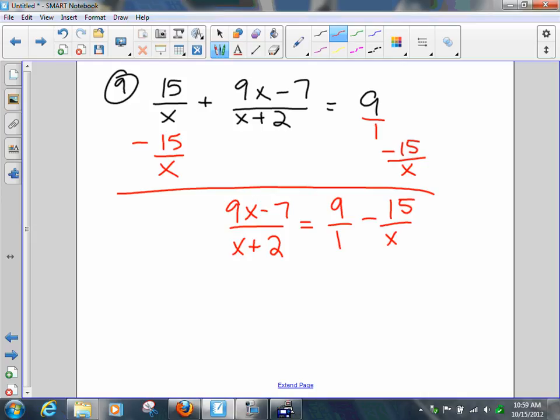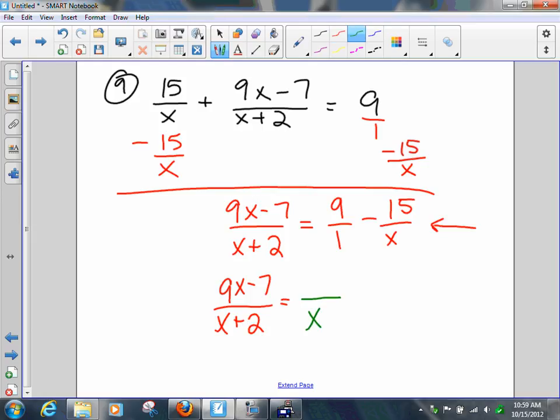What would you rather find a denominator of? That first line, left side, or this line, right side? What would the common denominator be of the right side, y'all? X. That would be pretty simple. 9x minus 7. Keep in the back of your head, what is she doing? She's trying to get a proportion so she can cross multiply. That's what I'm doing, okay? And I want to have x as my denominator.